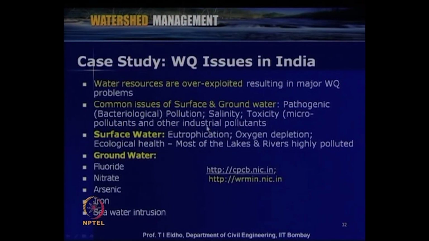In India, water resources are overexploited, resulting in major water quality problems. Common issues of surface water and groundwater include pathogenic bacteriological pollution, salinity, toxicity, and other industrial pollutants. For surface water, the main issues are eutrophication, oxygen depletion, and ecological health. Most of the lakes and rivers are highly polluted. So, these are some of the surface water pollution issues in India.